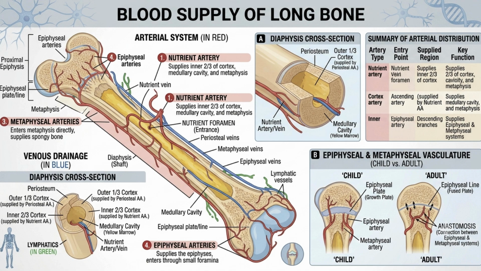Bone is a vascular tissue and requires a good blood supply. The nutrient artery enters the shaft through a nutrient foramen and supplies the medullary cavity and much of the inner part of the cortex. The periosteal vessels supply the outer portions of the bone. The metaphyseal and epiphyseal vessels supply the corresponding regions near the ends of the bone. The blood supply of bone becomes particularly important clinically because adequate vascularity is essential for fracture healing. If the blood supply is compromised, healing can be delayed or, in some situations, fail to occur.